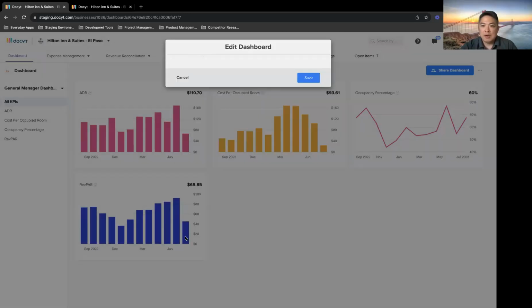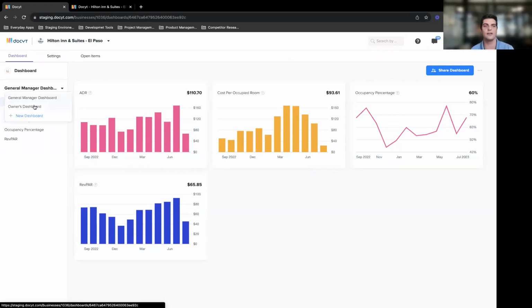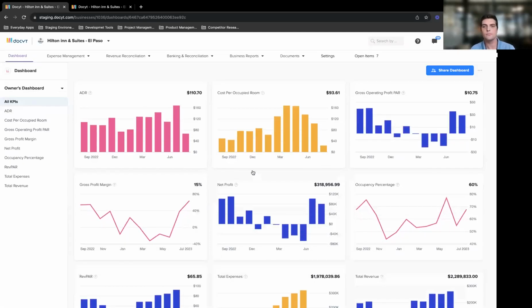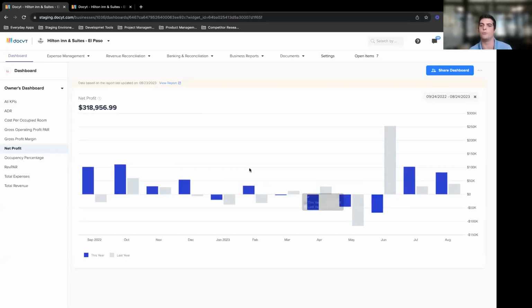Excellent. Okay, next question. How can I use this dashboard to better inform my future decisions as a hotel owner? Great question. We'll hop back into the owner's dashboard to talk about it. What's so important is that you can see the trends from behind and make assumptions on what's coming in the future. So maybe when you're looking at net profit, you can start to see those trends not only this year, but also last year.